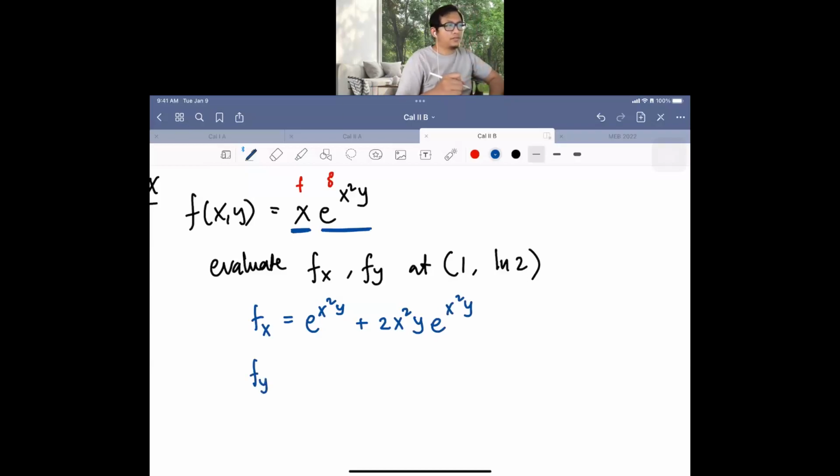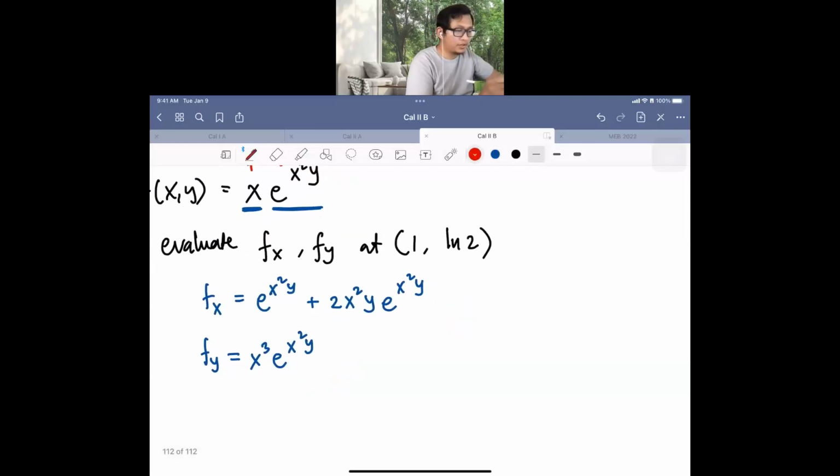And partial y is easy. We treat x as a constant, so x stays as it is, and then e to the power of x²y gives x². So x² multiplied with x becomes x³, and we have e to the power of x²y.